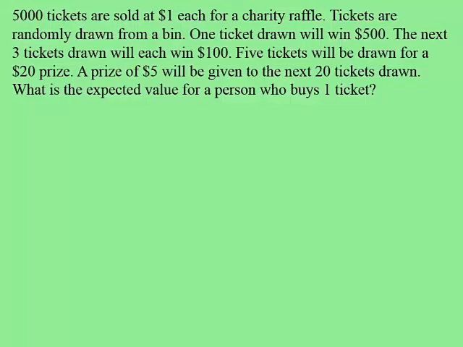So in this one, again, we need to look at all the things that can happen. They're going to draw out a ticket, and that person will win $500. So one thing that can happen is you can win $500. Then there's some people, 3 to be precise, that are going to win $100. So another thing we can do is win $100.